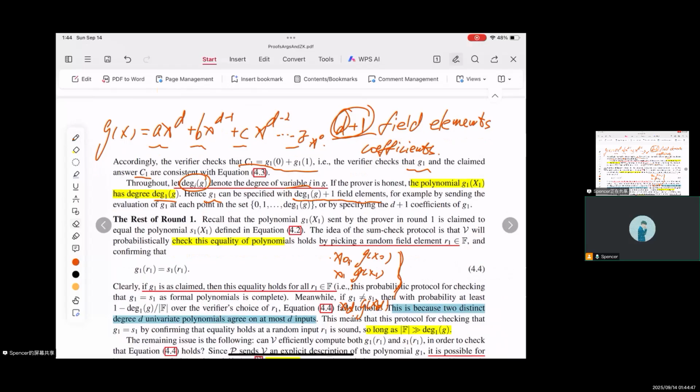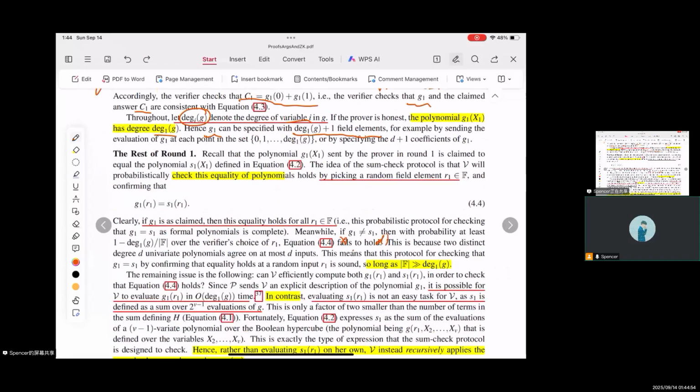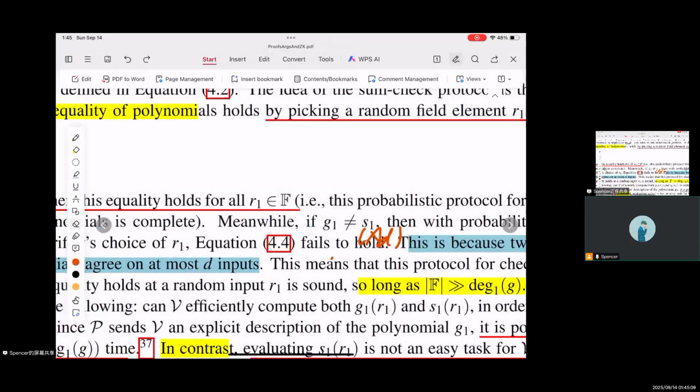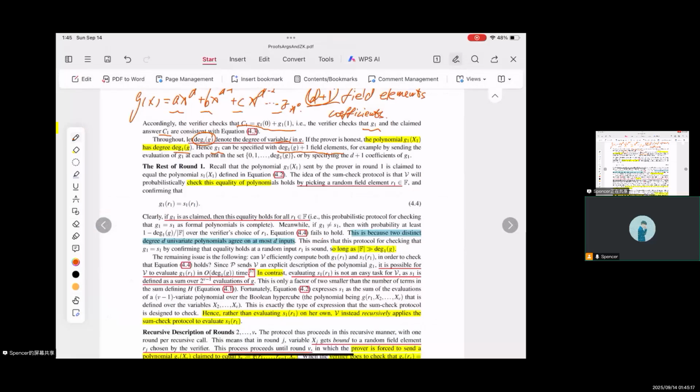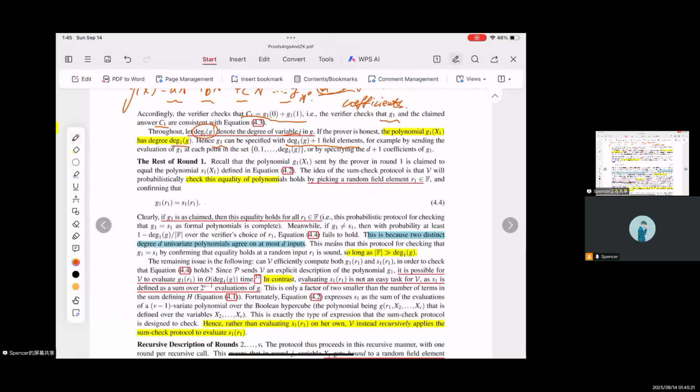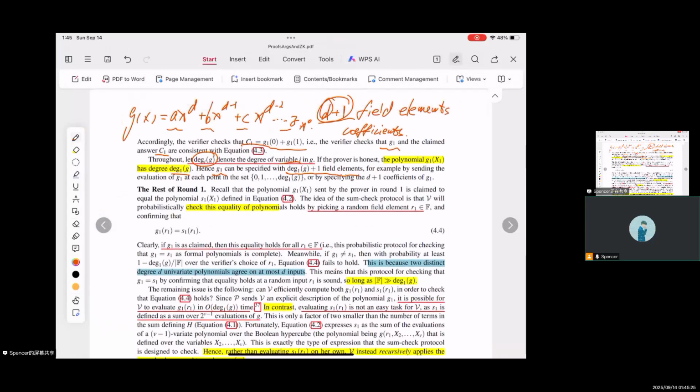That is very explicit. So the first value can be specified by elements 0, 1, up to the degree, which is d plus 1 elements. So it can identify the polynomial g1.